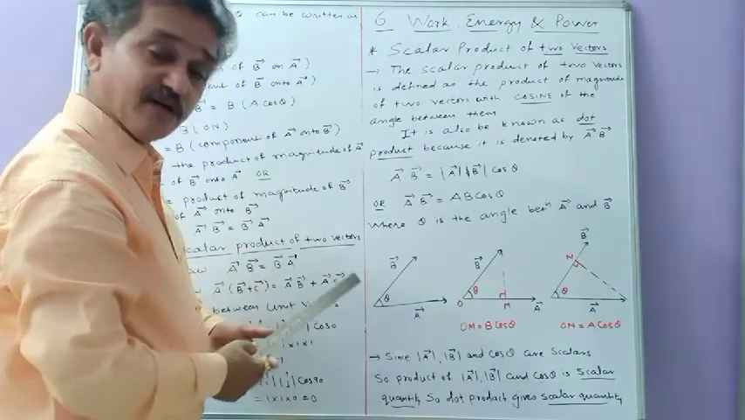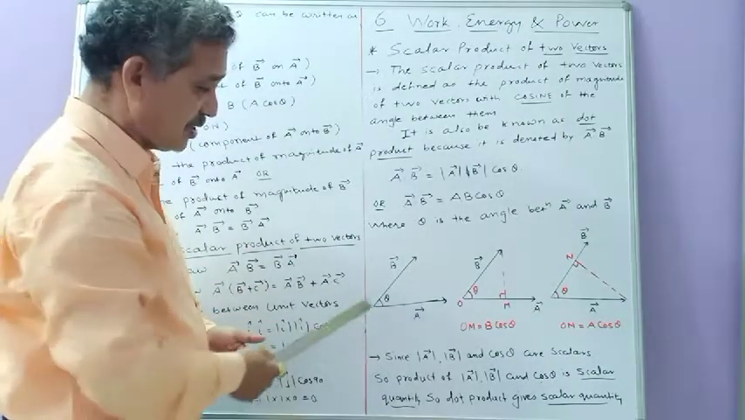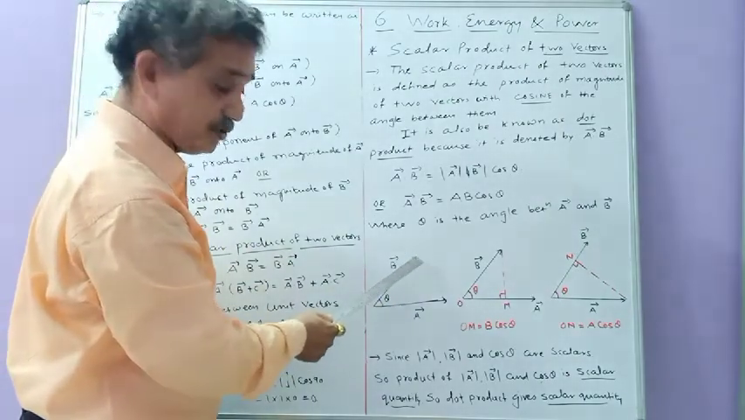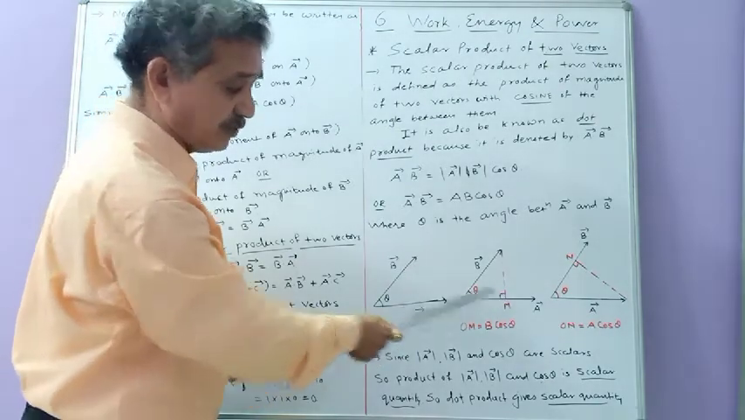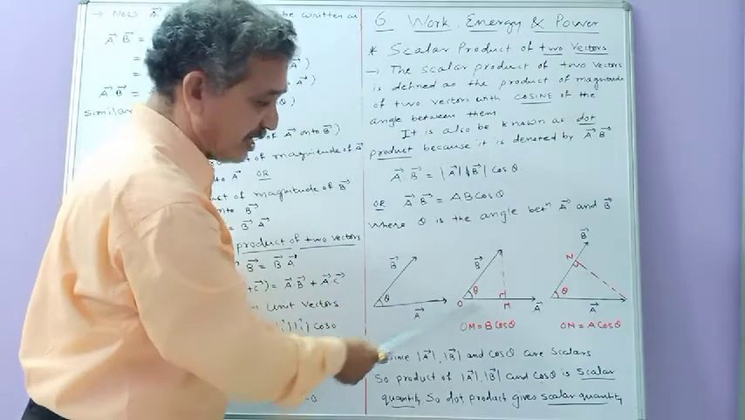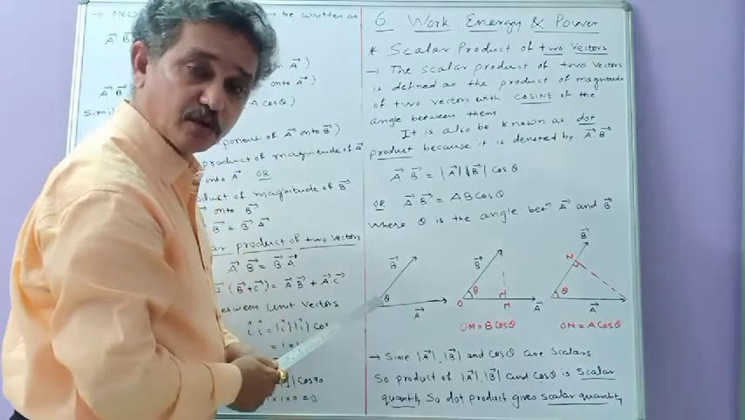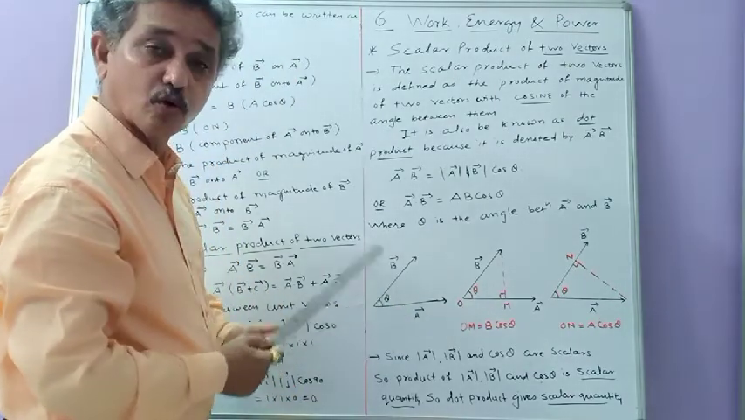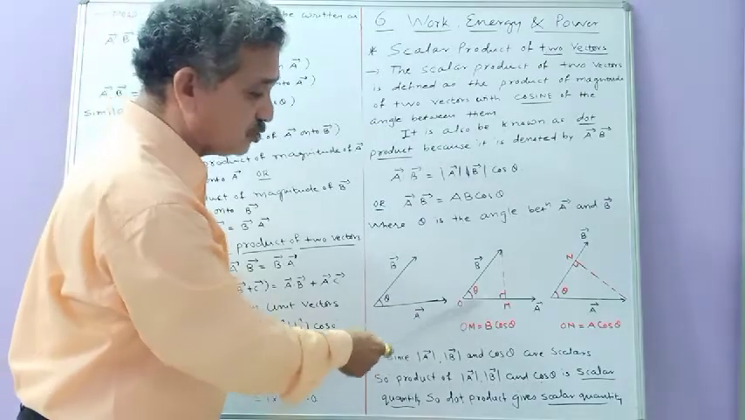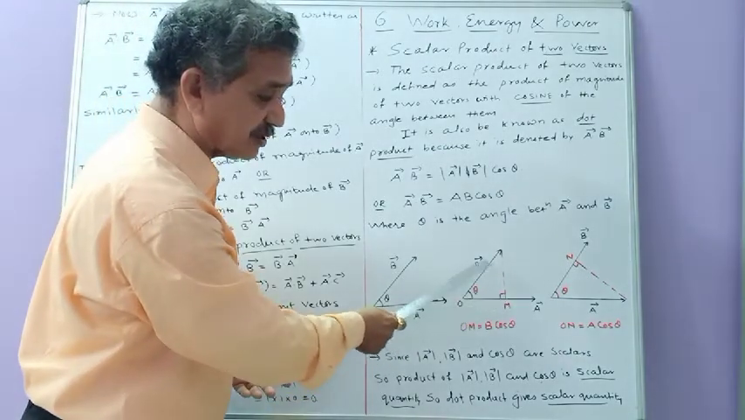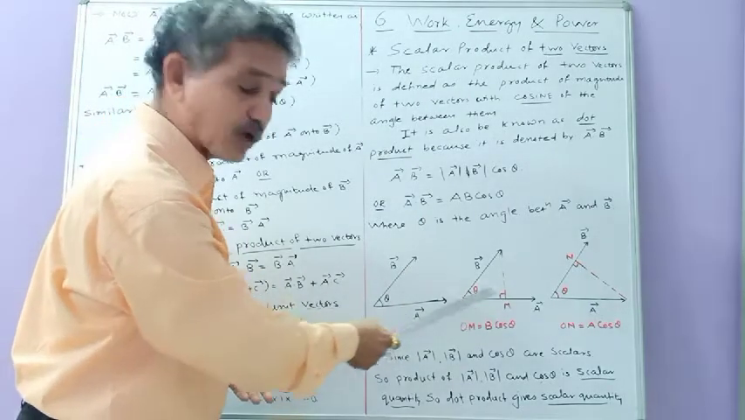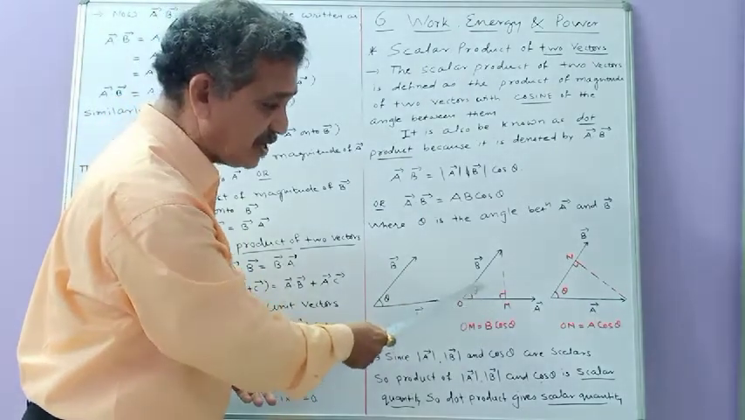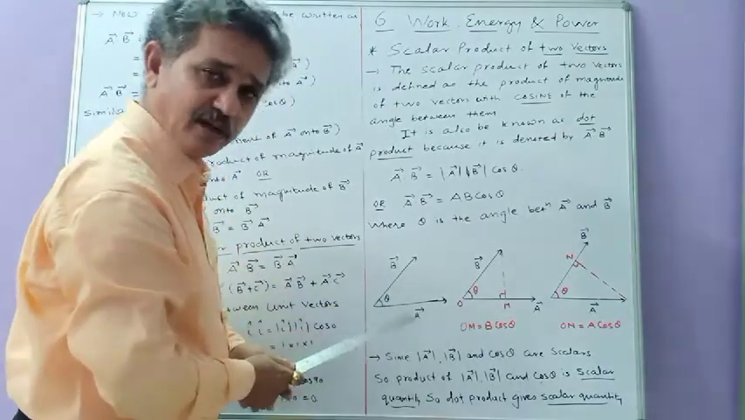Now there is another definition. Look here. From the head of this vector B, if I draw a perpendicular line on the vector A, then I get OM. So OM is known as what? Projection, or it is known as what? Component. So OM is the projection of vector B onto vector A, or OM is the component of vector B on vector A.